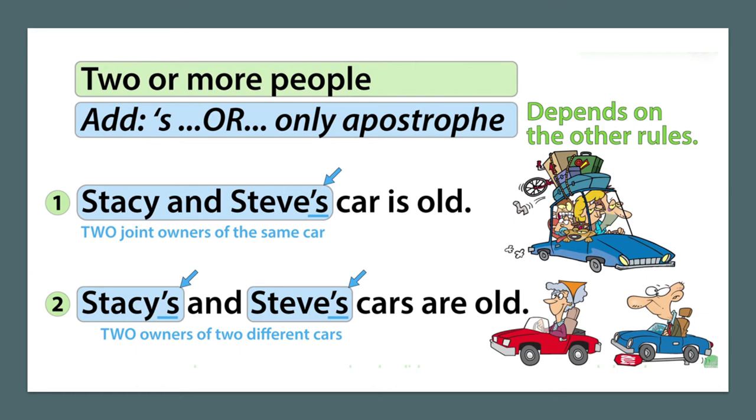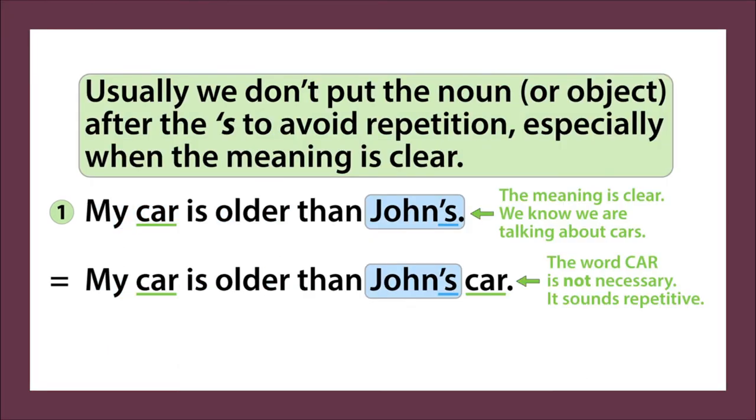That is the reason why we only write the apostrophe S in the final name, only in the final name. Now, in the second sentence, Stacy's and Steve's cars are old. In the first one, there's only one car, that is why it's "is old". In the second one, there are two cars, that is why it's "are old". We have added apostrophe S to both Stacy's and Steve's names. Clear? Okay, next slide is number 15.